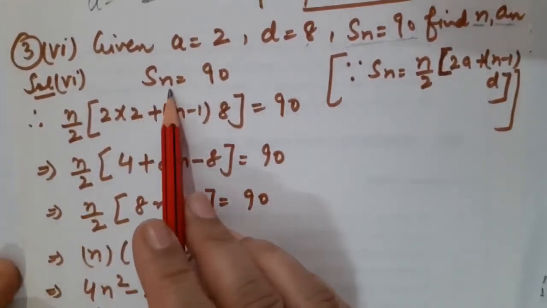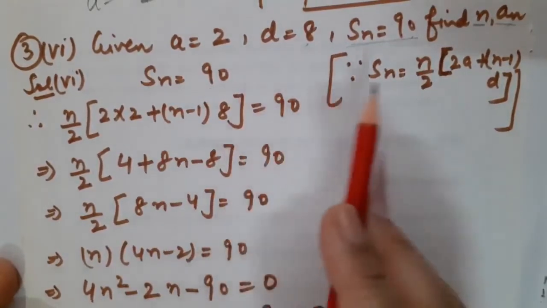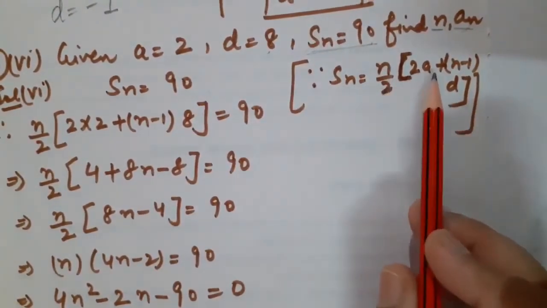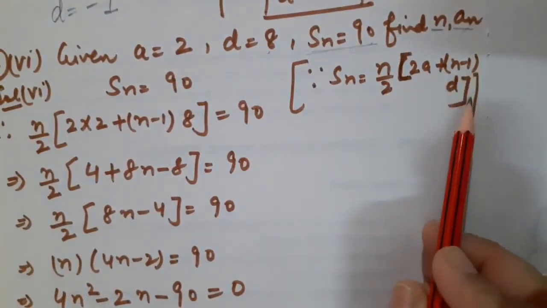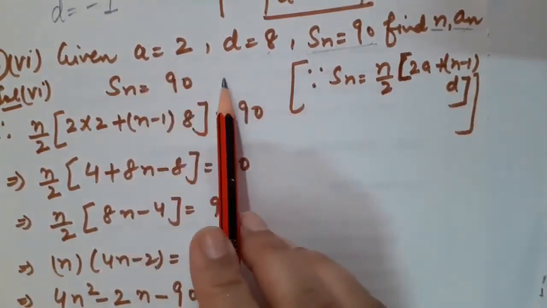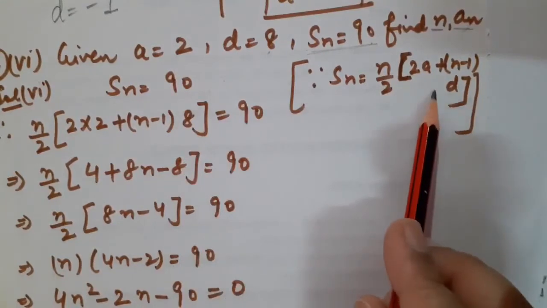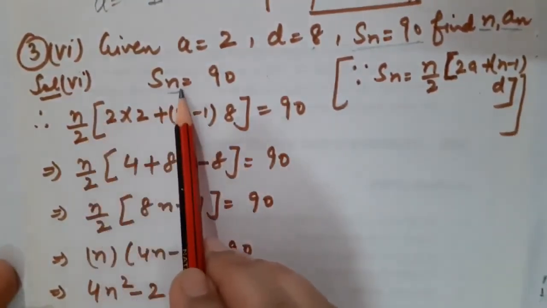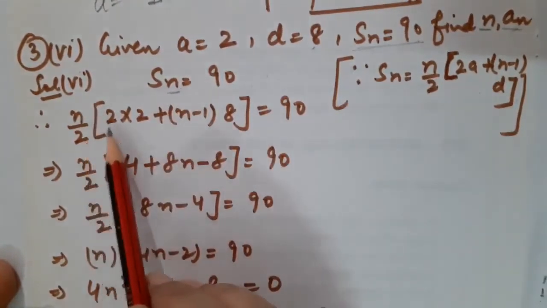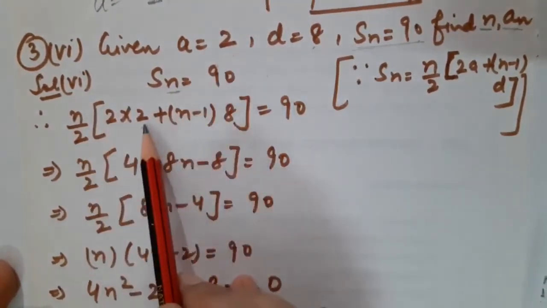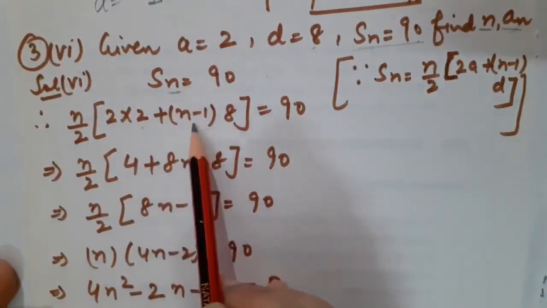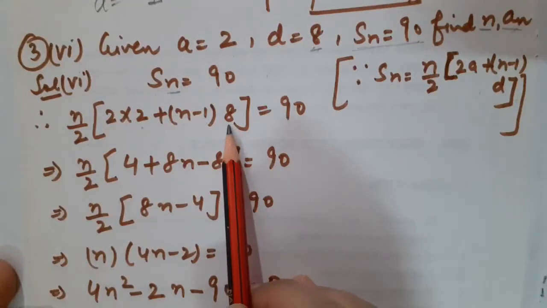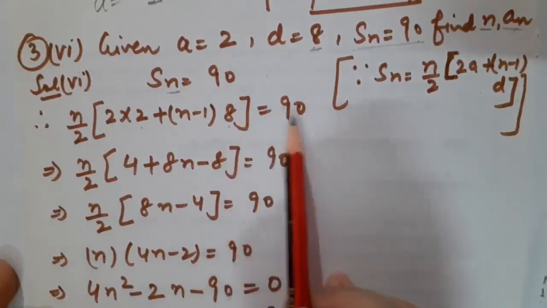Sn is equal to 90, given. We know the formula of sum of first n terms, that is n by 2 into 2a plus n minus 1 into d. Whatever values we have, we are just going to put them in this formula. n we do not know, so n will be written n only. This is n by 2 into 2a, a is 2, plus n minus 1, and the common difference d is equal to 8. Substituted over here, is equal to 90.